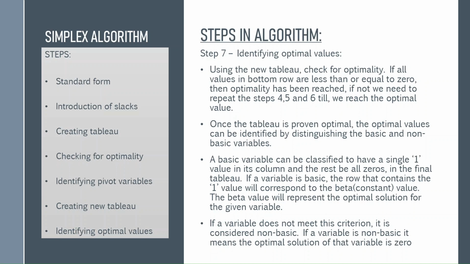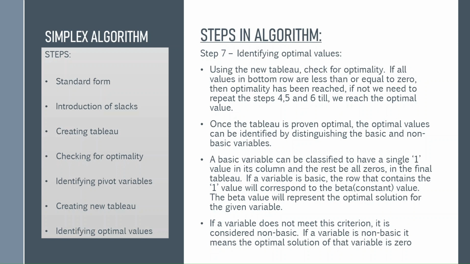Step 7. Identifying optimal values. Using new table, check for optimality. If all values in the bottom are less than or equal to 0, then the optimality has been reached. If not, we need to repeat steps 4, 5, 6 till we reach the optimal value.